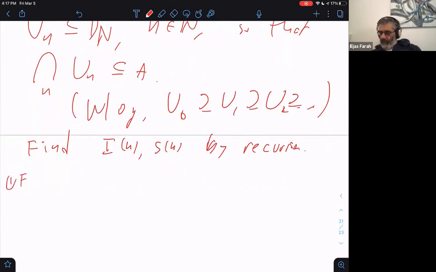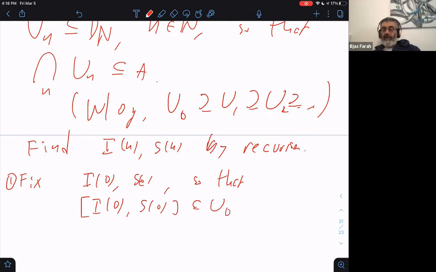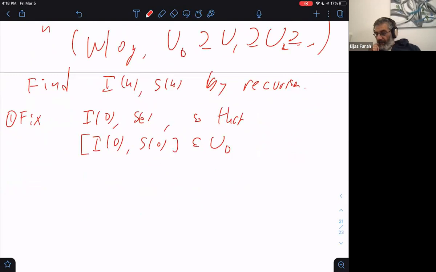First, fix I_0, S_0 so that this interval I_0 is a subset of the set U_0. Well, we can do it because U_0 is dense open. All right, so that wasn't interesting. Now, next. Let's see what I_0 looks like. Just to make the proof slightly less technical, I will assume each I_n is an interval.